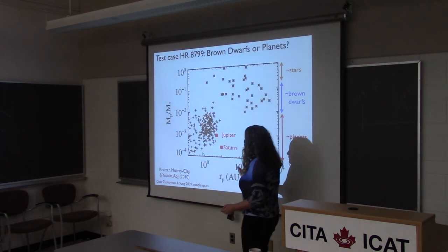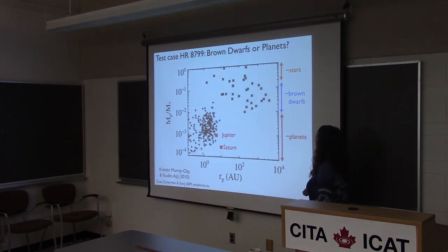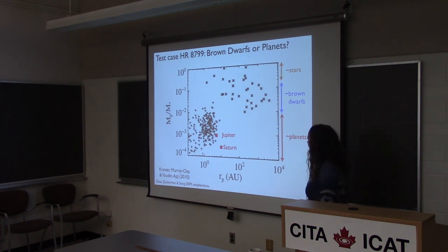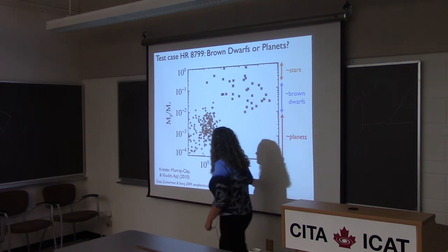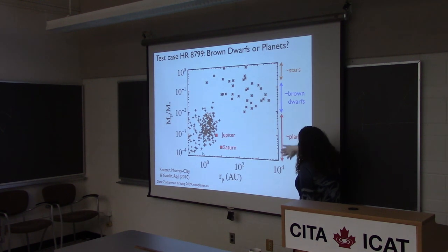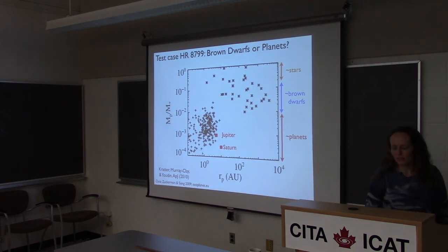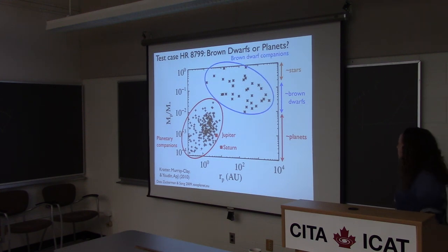All right, so the way I like to think about this is to look at this on this observational plot. This is a plot that has the most systematics you have ever seen in your entire life, so in no way is this complete. So here's separation, here's mass ratio. This is for scale, this is the size that we think of as planets, brown dwarfs, and stars. And on here we have known planetary companions. These are mostly from RV, or I think these are all from RV. And up here we have brown dwarf companions.